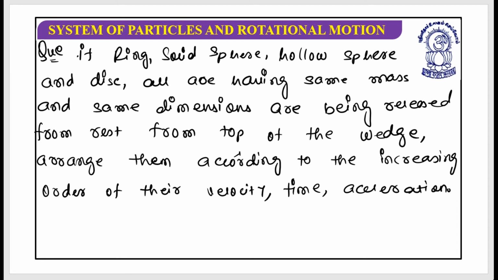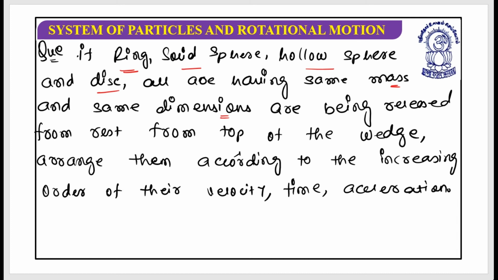Go through it. They say that they have 4 objects: the ring, the solid sphere, the hollow sphere, and the disk. All these objects have the same mass and the same dimensions. That means the radius will be equal, and their area would be equal. They are released from rest, from the top of the wedge. Obviously this wedge has friction.